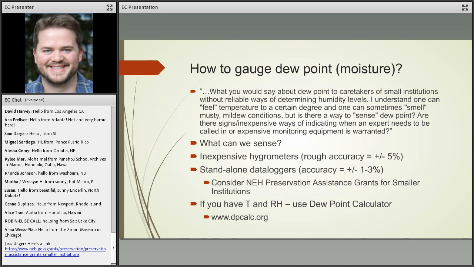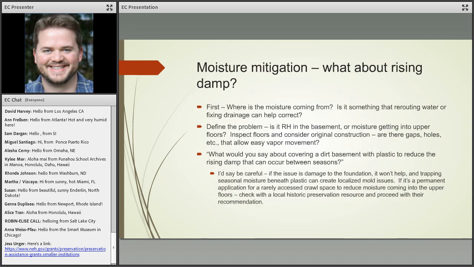You can go in, plug in a temperature, plug in a relative humidity, and that will give you the idea of the dew point or the actual moisture content that you're working with. So there are some introductory ways that we can get a feel for what type of moisture content you might be looking at in a space.